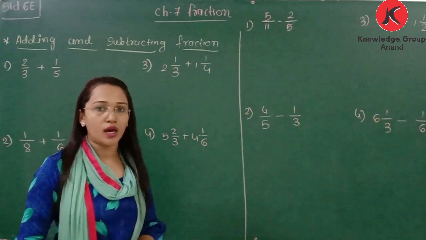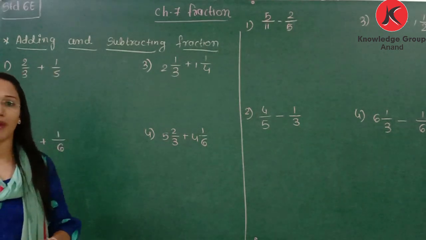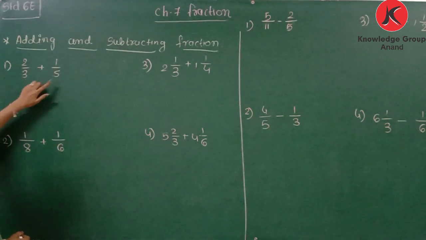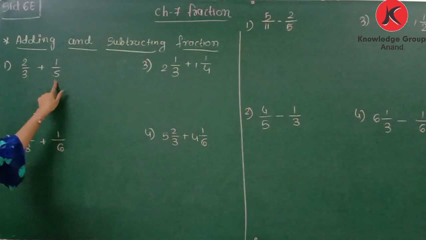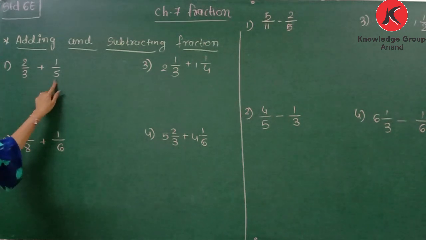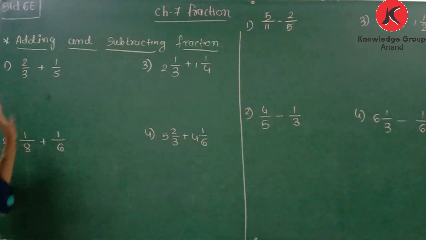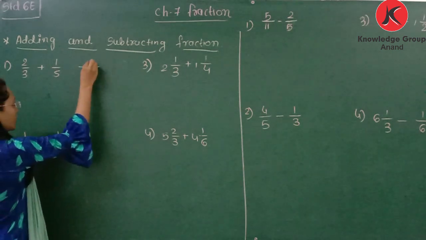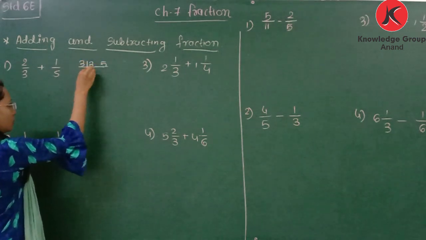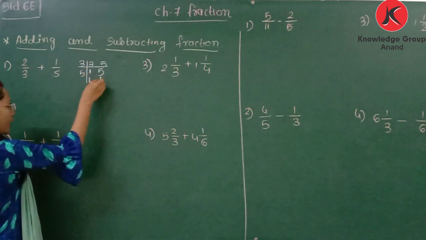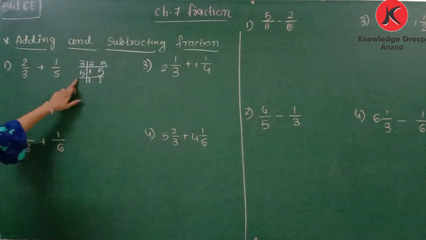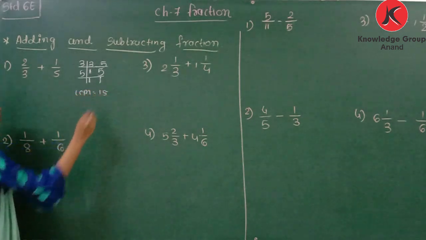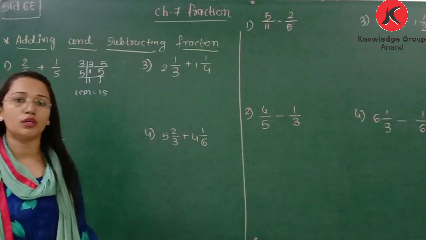Here you need to make unlike fractions into like fractions by taking the LCM. So here you can see the denominator is 3 and here the denominator is 5. So first of all we need to take the LCM of 3 and 5 and make the denominator the same, equal to the LCM. So let's take the LCM of 3 and 5. I hope you know how to find the LCM. So here the LCM is what? 15. LCM is 15.